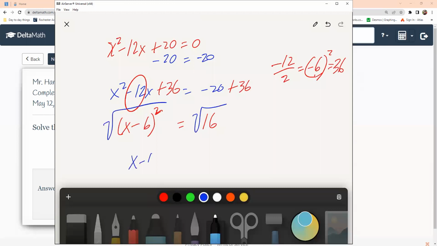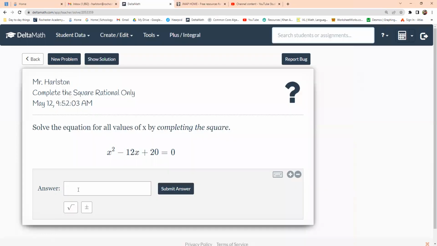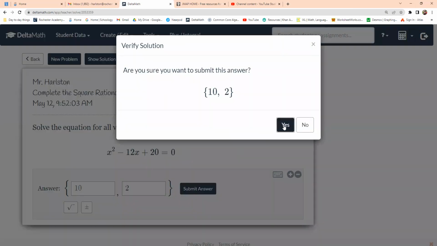This is going to be x - 6 = ±4. And then I just add 6 to both sides. And my final answers are going to be 6 ± 4. One of them is going to be 6 + 4, which is 10. And the other one is going to be 6 - 4, which is 2. So my two answers are going to be 10 and 2. And then I submit it, and that's it.